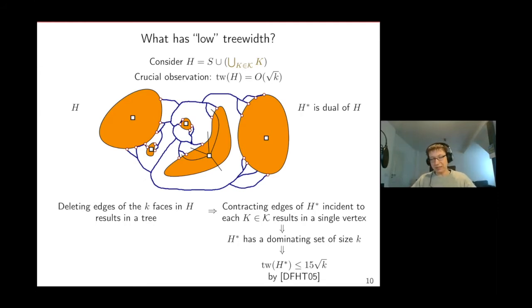which is very nice. And now if you have that, then you can use another result, which says that the tree width of a planar graph and its dual can differ by at most 1. So from that, we get that the tree width of H will be at most 15 square root K plus 1, which is exactly what we wanted to prove. So that's very good. We have a graph of low tree width.